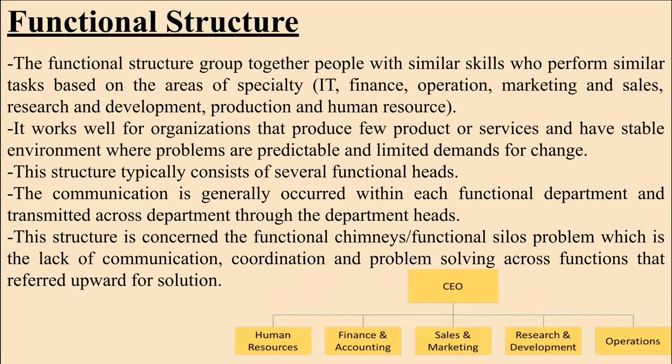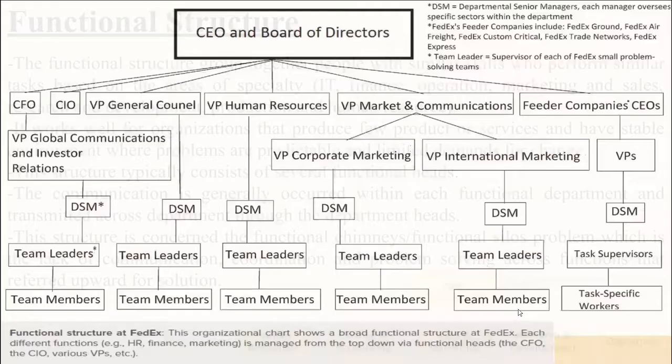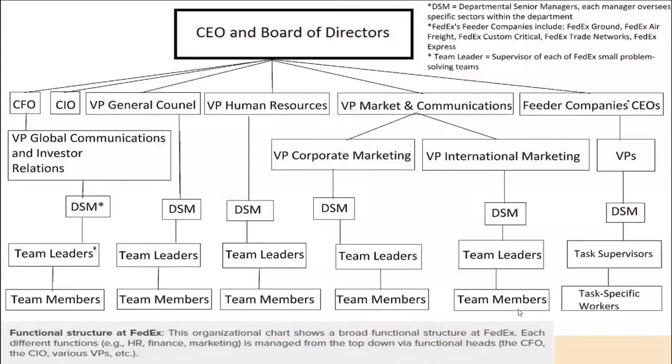It works well for organizations that produce few products or services and have a stable environment where problems are predictable and demands for change are limited. Communication generally occurs within each functional department and is transmitted across departments through the department heads. This structure is concerned with a serious problem, which is lack of communication, coordination, and problem solving. From this diagram, we can see a functional structure for FedEx, the delivery service company, with different functions led by functional heads.